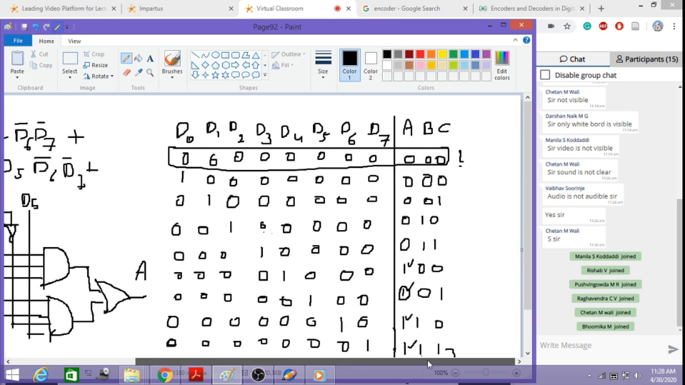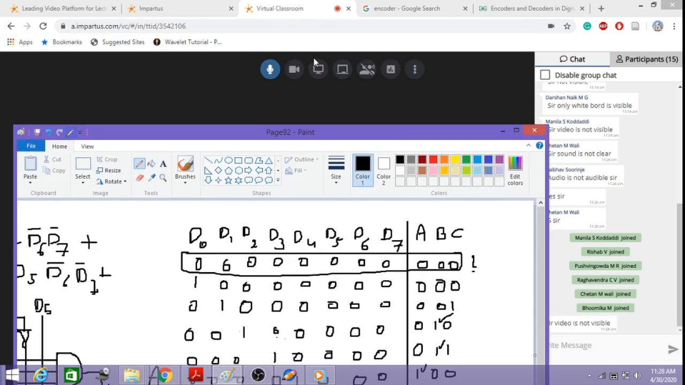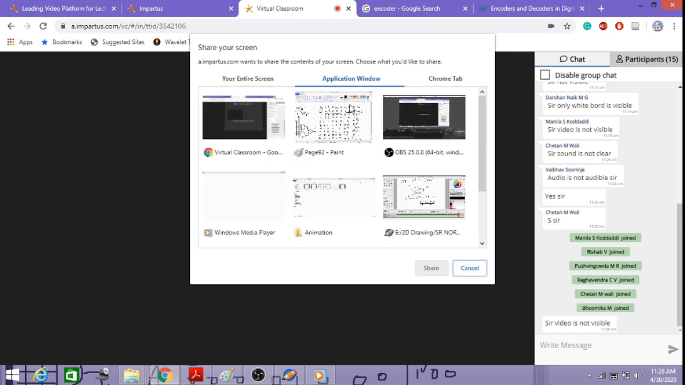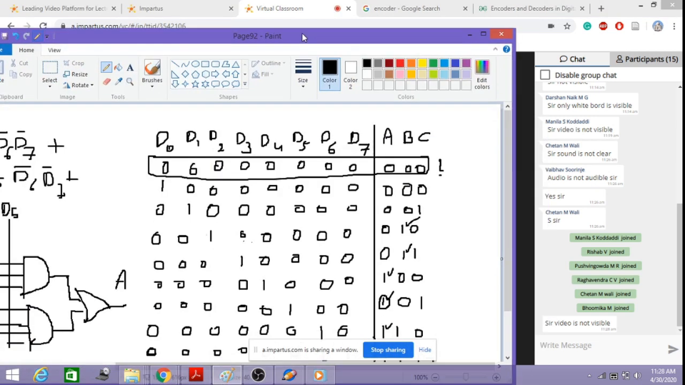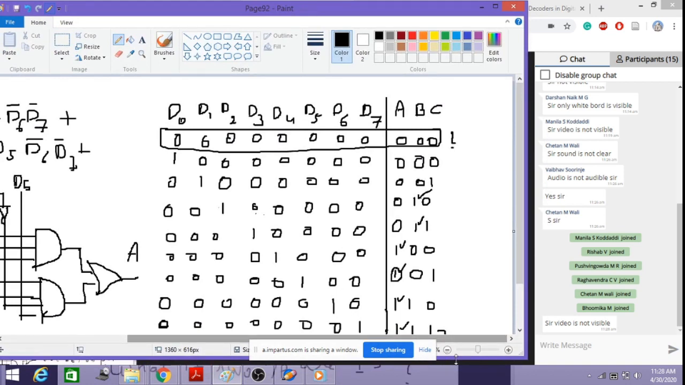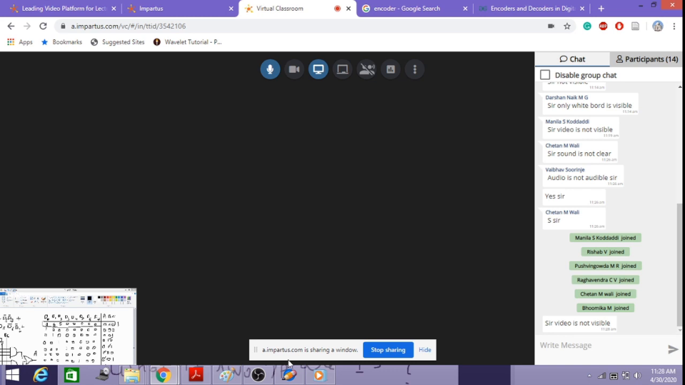Likewise I have to write the expression for B here. So here is the B. All of you mute. Now I have written this. If you have any doubt, raise your hand.